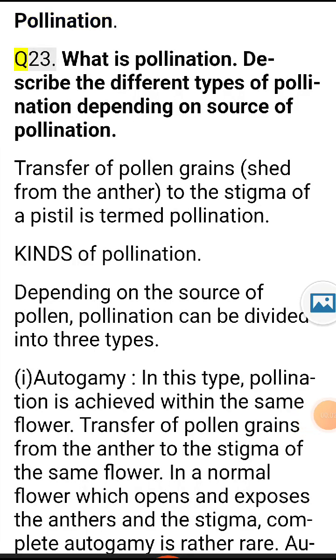Pollination. Q23. What is pollination? Describe the different types of pollination depending on source of pollination.